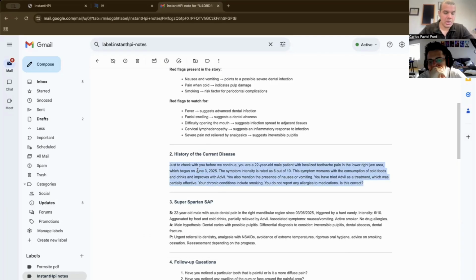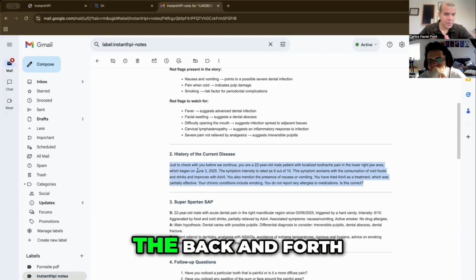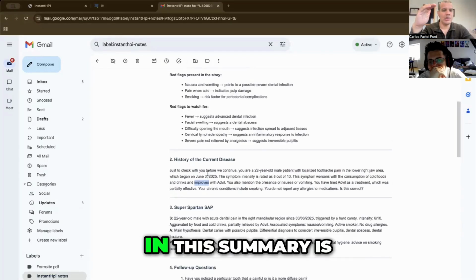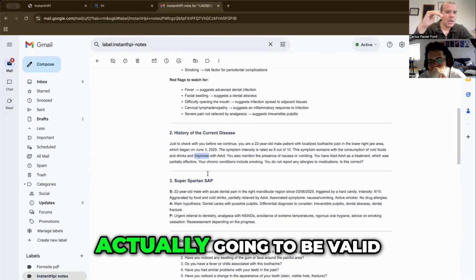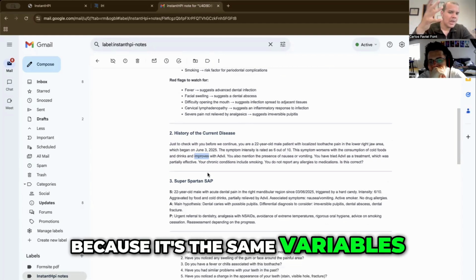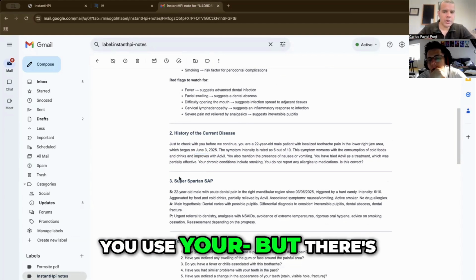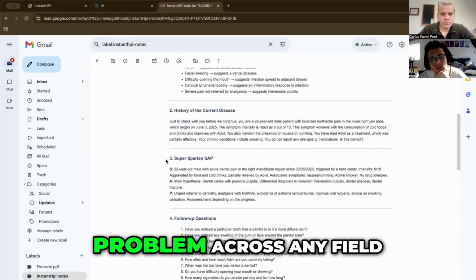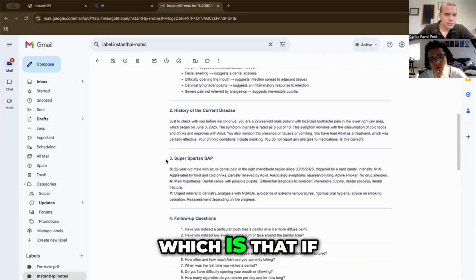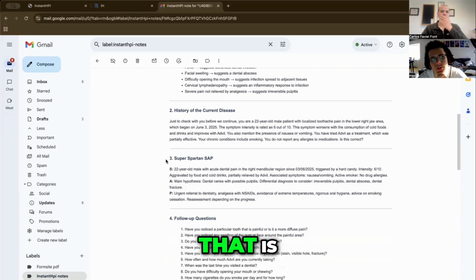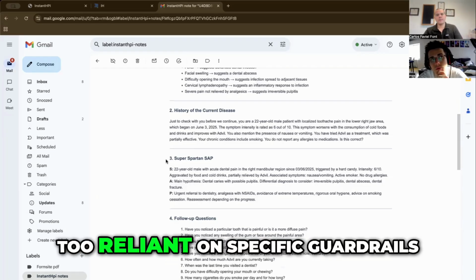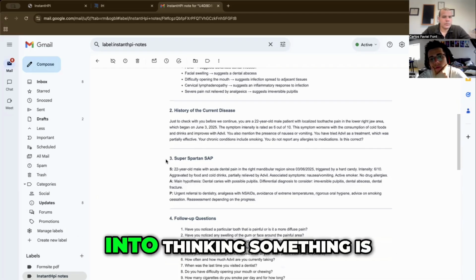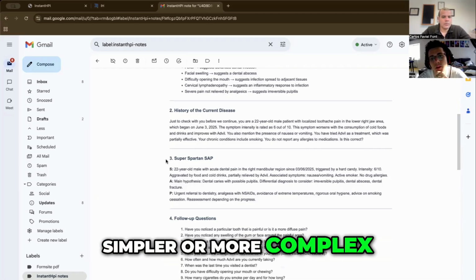So this will abbreviate a lot of the back and forth. The second you get yes, that means the rest of all the information in this summary is actually going to be valid because it's the same variables. But there's one problem with automating this part, and that's a consistent problem across any field of medicine, which is that if you create a structure that is too reliant on specific guardrails, you can misdiagnose because you kind of trick yourself into thinking something is simpler or more complex than it actually is.